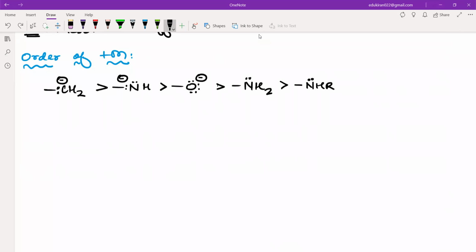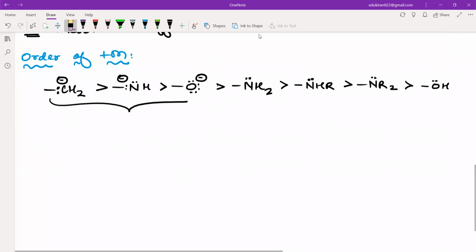This will be followed by NR2. This will be followed by OH. So now you can see, if I compare the neutral, so if you are comparing the charged species, you can see that oxygen is the least. Oxygen is at the least. If you are looking at neutral, again, oxygen is at least.